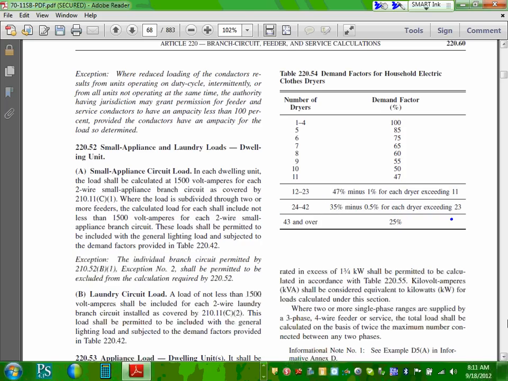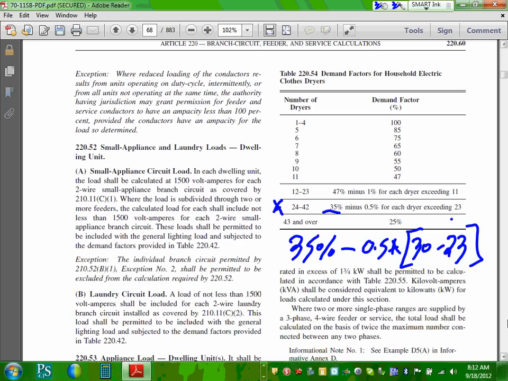If you can see, we're right in here. It says 35, no problem, Chad. Then minus 0.5% for each dryer exceeding 23. How do you do this in math language? You do this by having 35% minus 0.5 multiplied by brackets. How many dryers do I have in my example? 30 minus the number 23, that magic number, and you do the math for this. I hope all of us know how to do the math. You do the brackets first, then you multiply, then you subtract the total from 35. Any question, guys, about how this came to be? Can I have a thumbs up, Chad? We fully understand that one.